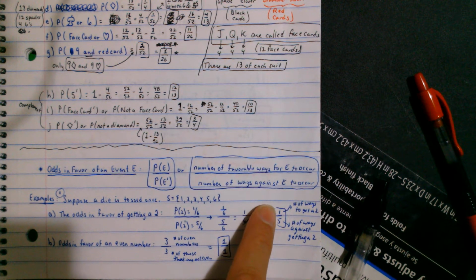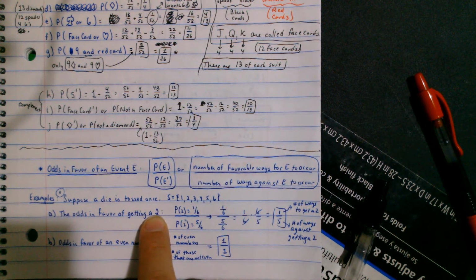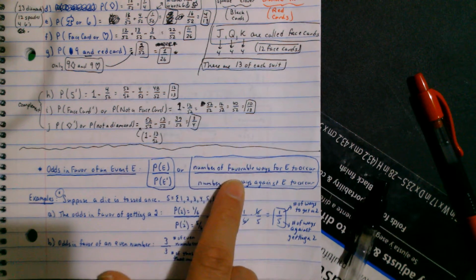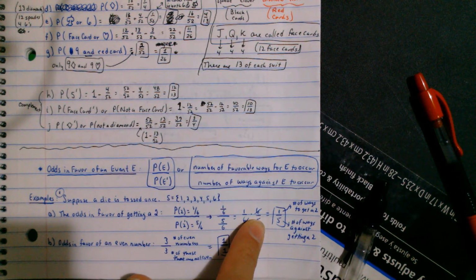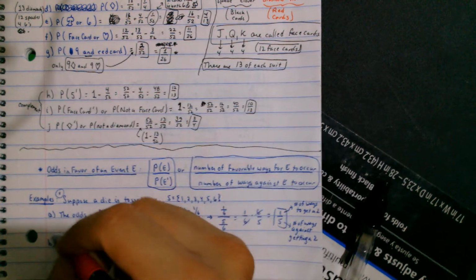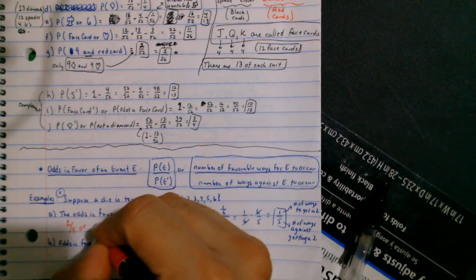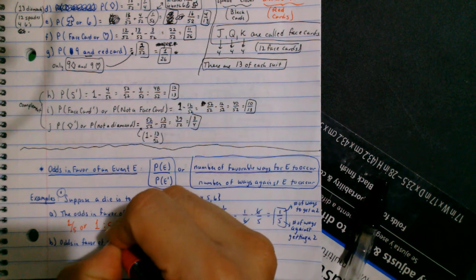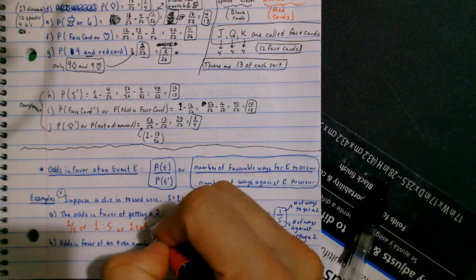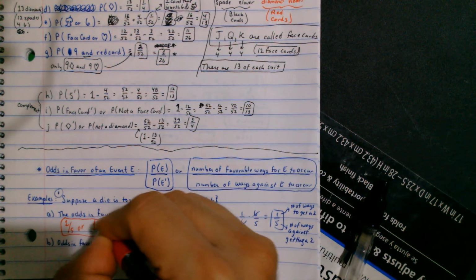So what it ends up being is, how many ways are there to get a 2? 1 way. How many ways are there not to get a 2? 5 ways. So the odds in favor of getting a 2 are 1 in 5, or 1 to 5. So another way we can say this is either 1 over 5 or 1 to 5. So your odds are 1 to 5.